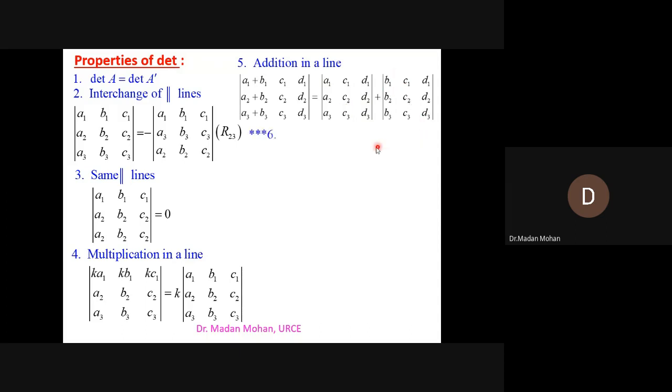Next, I put a triple star on this property: C1 plus KC2 plus LC3. For C1, please note the coefficient is 1. C1 plus KC2 plus LC3. What is its meaning?